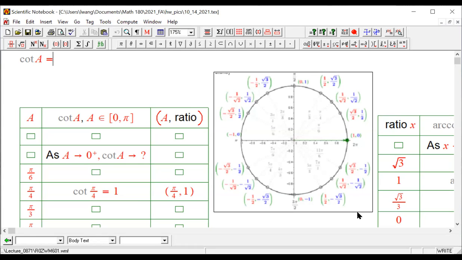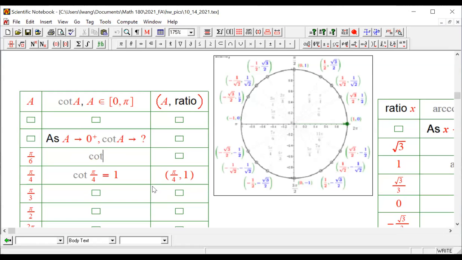The red is x, and the blue is y. So all you have to do is take the red number and divide by the blue number for the corresponding terminals. So now for cotangent of pi over 6, for example.